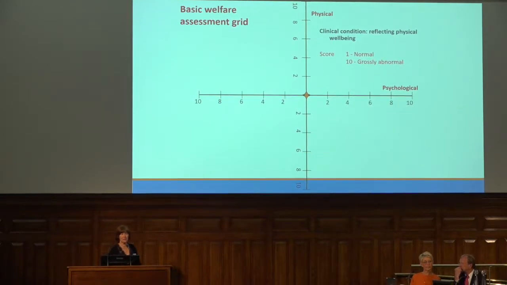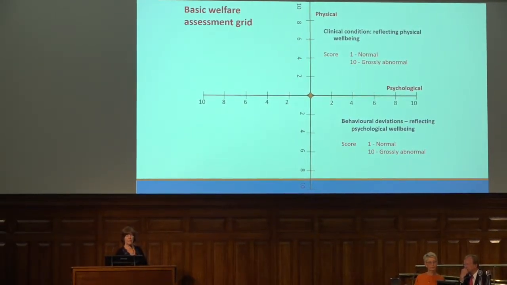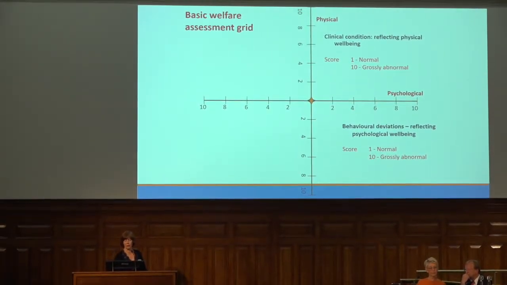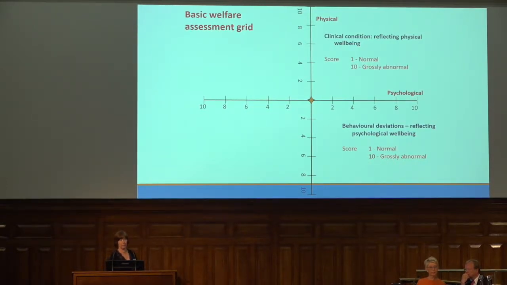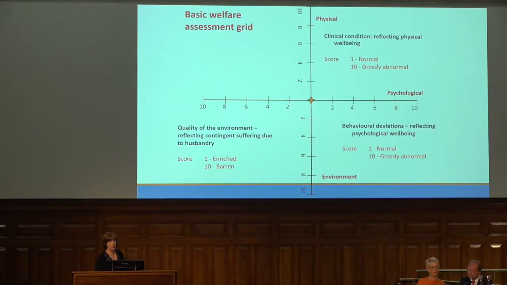The next axis is the psychological axis, where we look at behavioural deviations reflecting the animal's psychological well-being. Again, 1 normal, 10 grossly abnormal. The next axis looks at the quality of the environment that the animal is in, reflecting any suffering due to poor husbandry. So looking at the environment in which we keep this animal. Is it in a little cage? Is it in a big open pen? Is that what it wants? What are we keeping it in?